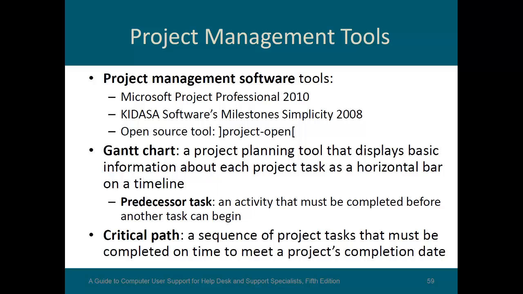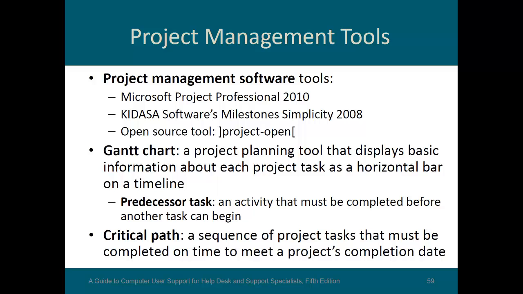Gantt is the name of a person who developed it, and it is a project planning tool that displays basic information about each project's task as a horizontal bar and a timeline. And as each of those are met, or a percentage of each of those are met, you can actually update that timeline. Also, it has a predecessor task, which is an activity that can be completed before another task can begin, and you can do that in a Gantt chart.